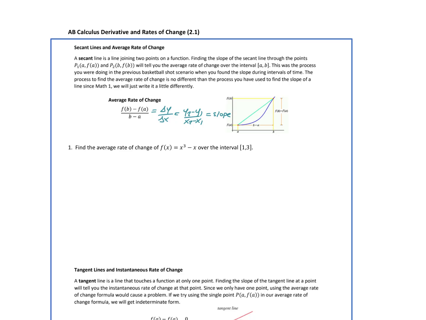Okay, so find the average rate of change over the interval from 1 to 3. So I'm going to do f of 3 minus f of 1 over 3 minus 1. So plug in the 3, you get 27 minus 3, which is 24, minus 0 over 2, which is 12. So that is the average rate of change.